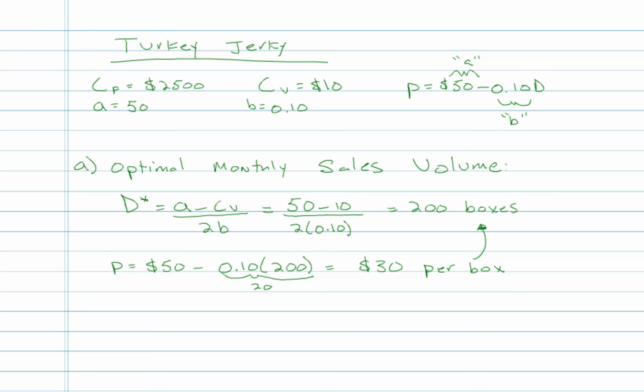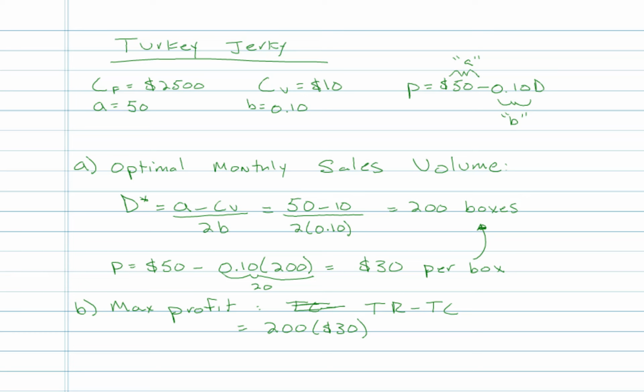Alright, so what is the maximum profit that they're going to make? Okay, the maximum profit formula is going to be the total revenue minus the total cost. I'm sorry, I made a mistake. Alright, and so the revenue is the money they get from sales, and if they're selling 200 units at $30 per box, that's going to be their sales. And then their total costs.